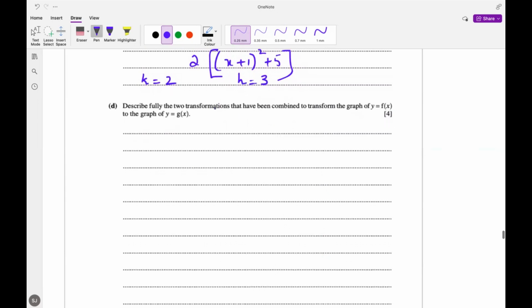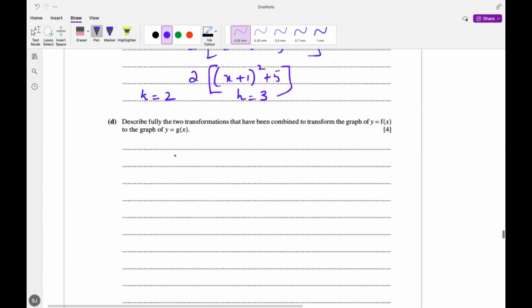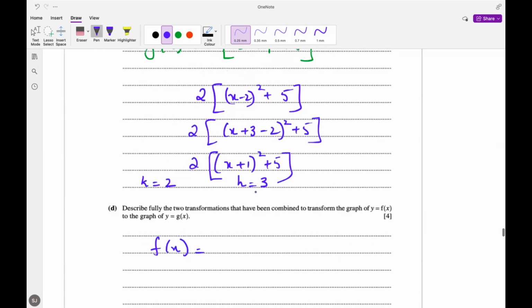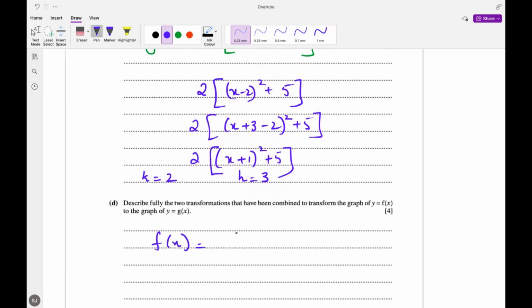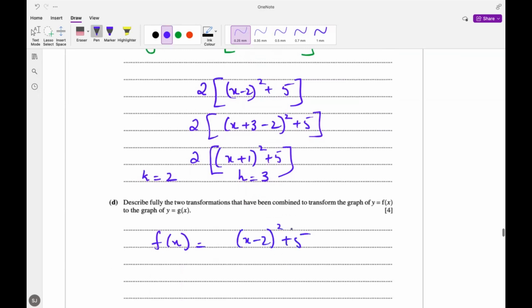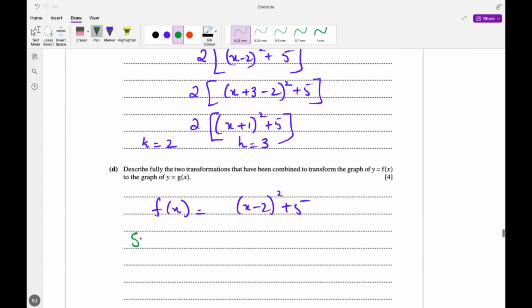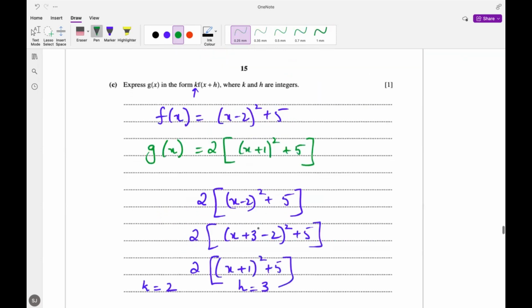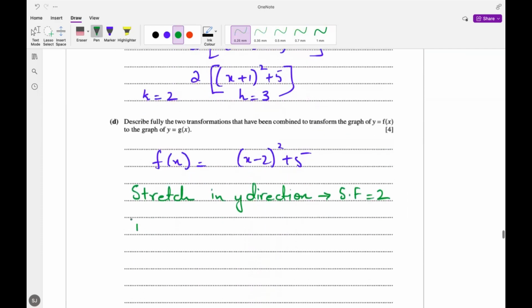In part D, we have to describe the two transformations that have been combined to transform the graph of f of x to the graph of g of x. Now f of x was x minus 2 whole squared plus 5. So we multiplied the function by 2, which means that there was a stretch in the y direction first, as we have multiplied the whole function by 2. So this will be a stretch in the y direction, and the scale factor will be equal to 2. And as we added 3 to x, it means that there was a translation, and the translation vector will be (3, 0), as the graph was only moved positive 3 units in the x-axis.